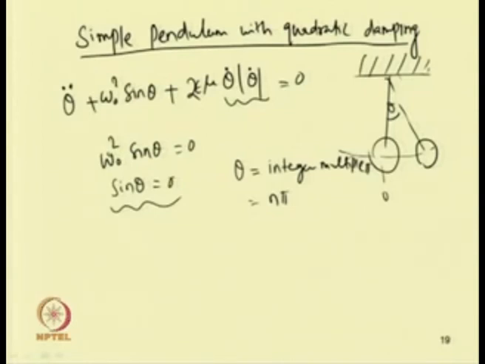Theta equal to pi corresponds to the vertical pendulum, and theta equal to 2 pi or 0 corresponds to the equilibrium position. So, we have sin theta equal to 0, or theta equal to an integer multiple of pi, that is n pi, n equal to 1, 2, 3, 4. These correspond to different equilibrium positions.